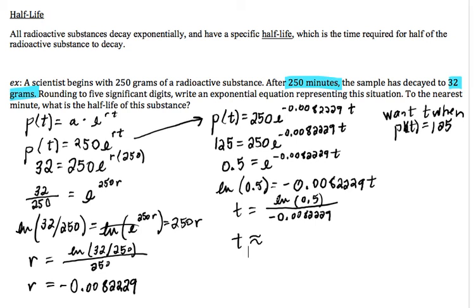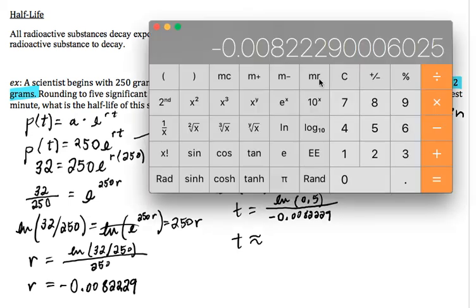So the half-life is really the time required for half of the substance to decay, and that doesn't matter at what point you look at it. At any point where you look at it, you say how much longer till half of this is gone, it's always the same amount of time. And let's see what that time is.